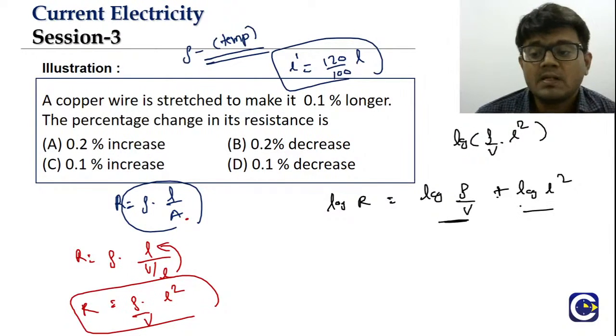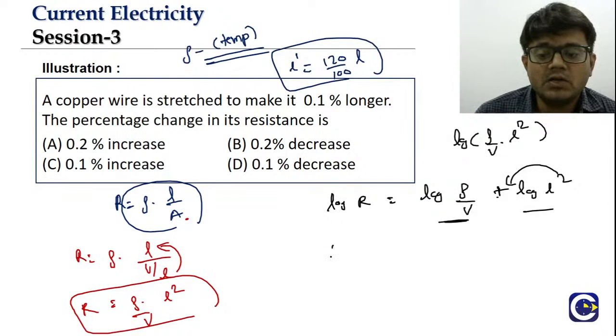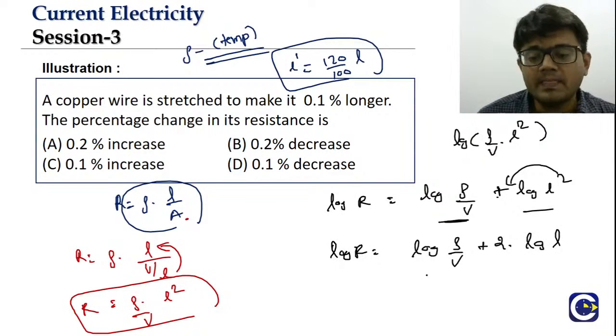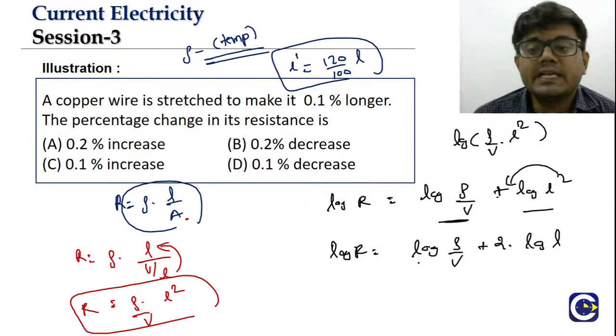Okay? Now look, this is like log of l square, so that 2 comes to the front as a multiplier. So what is it? log r is equal to what? log of rho by v plus 2 times log l. Okay? So now we will try to take the derivative.